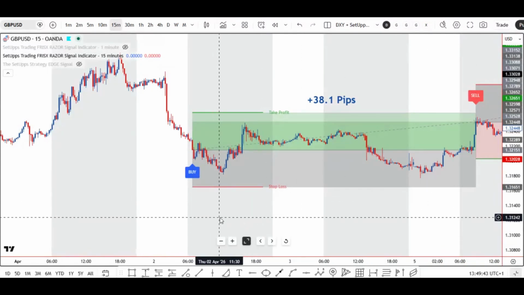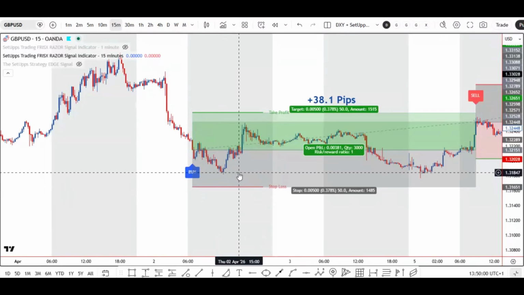So it's for people that are working full time and haven't got the time to sit behind the charts, who just put a trade on and leave it for it to close. I've set it to a 1-to-1 risk reward because I've tested against that and it seems to be quite successful.